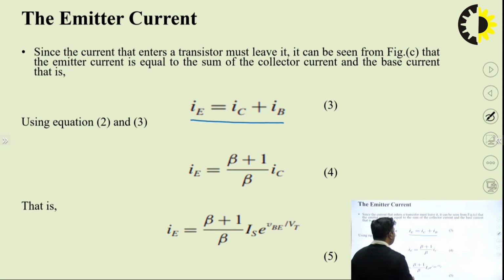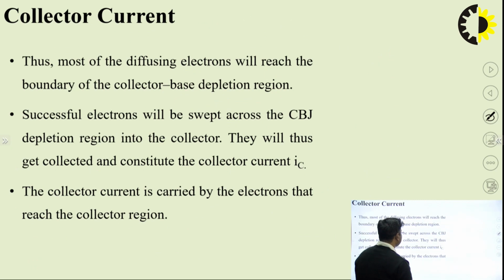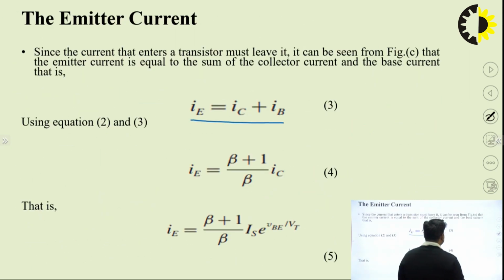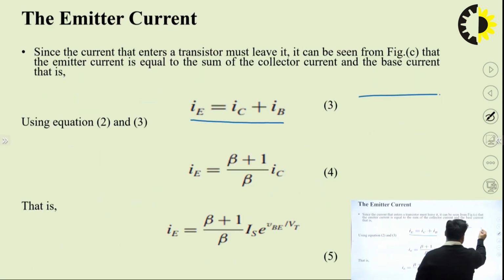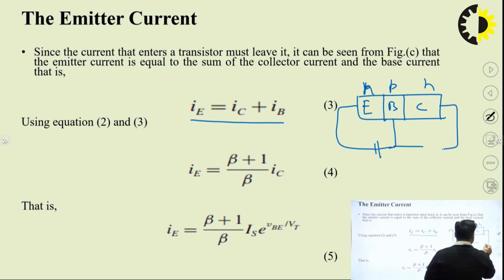IE is equal to IC plus IB if we apply KCL at this node. So I am again drawing the diagram to apply KCL. This is the emitter, this is the base, this is the collector. It is an N, a P, an N, an NPN transistor, and the emitter base junction is forward biased and the collector base junction is reverse biased.